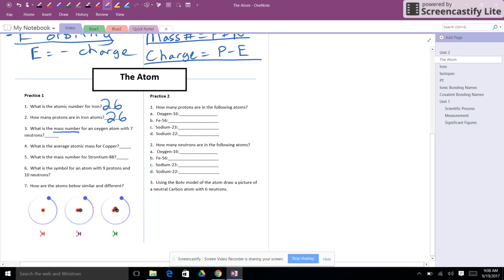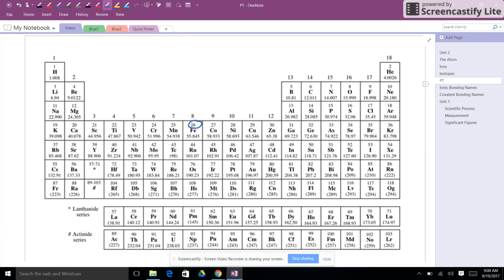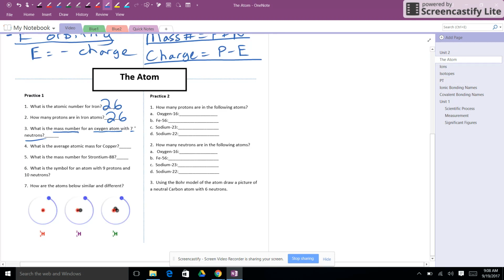What is the mass number for an oxygen atom with 7 neutrons? So if we look at the periodic table again, it looks like oxygen is always going to have 8 protons. Now it looks like the mass number of oxygen is usually around 16, but we have to look back at the problem, knowing that it always has 8 protons. So 8 protons plus 7 neutrons would mean that this time the oxygen is going to have a mass number of 15. So I guess this means that they don't always have the same mass number.